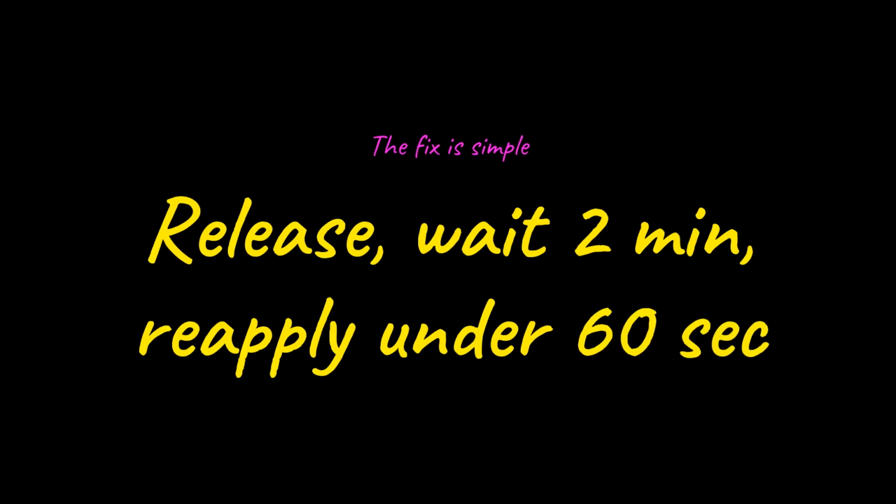The practical correction is straightforward. Release the tourniquet. Allow 2 minutes for venous equilibration. Then reapply for under 60 seconds before puncture. Results drawn this way reflect true systemic values rather than an artifact of occlusion.